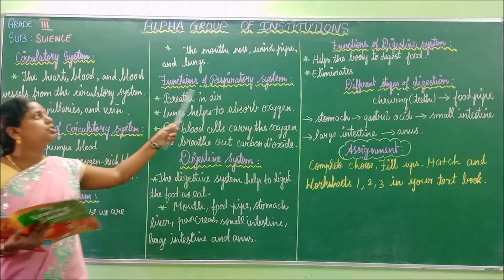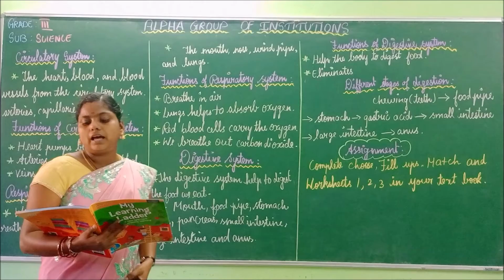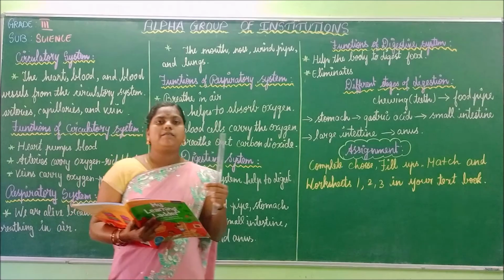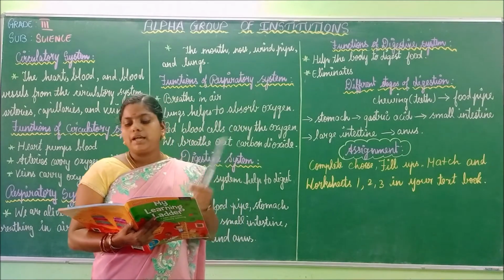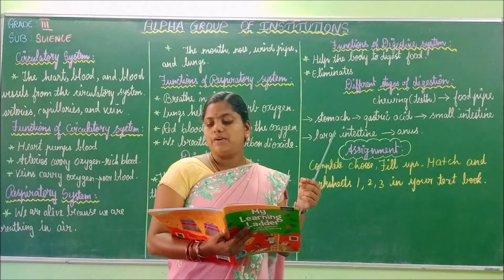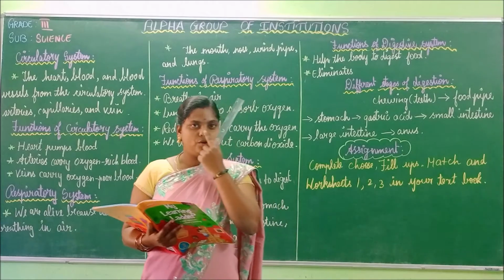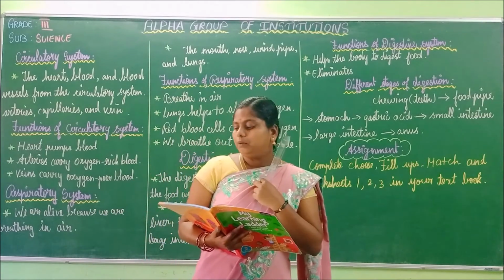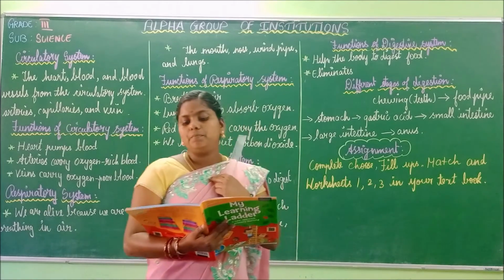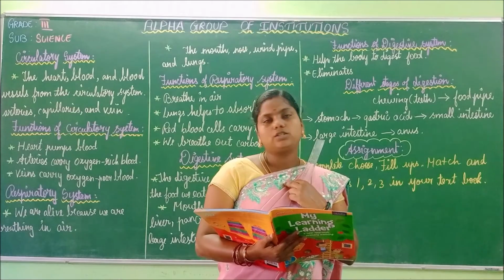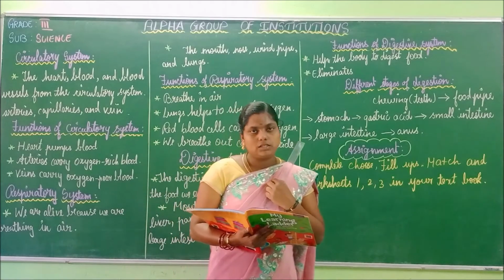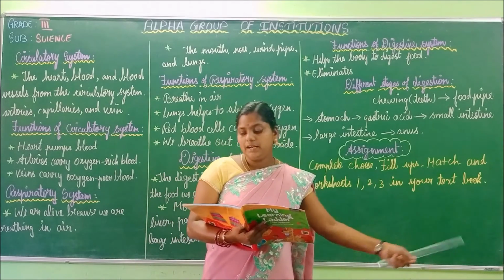Here are the functions of the respiratory system. We breathe in air through our mouth and nose. Sometimes we breathe through our mouth and sometimes through our nose. From the mouth and nose, air passes through the windpipe into the lungs. The lungs help us absorb oxygen from the air and release carbon dioxide.